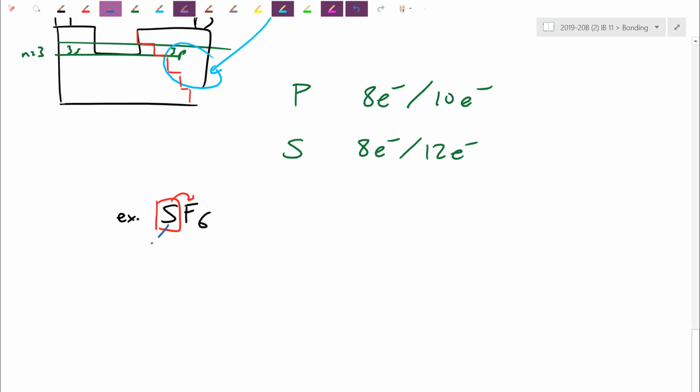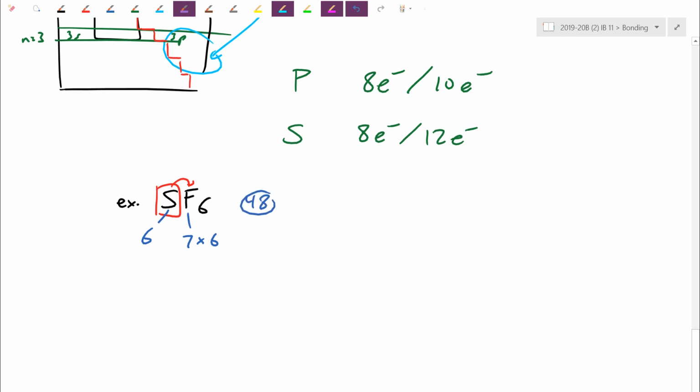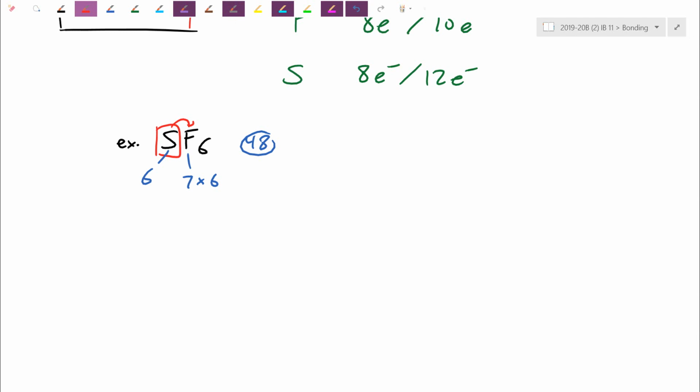Sulfur is group 16, so 6 valence electrons. Fluorine is 7 times 6. 7 times 4 plus 6 is 48 electrons. For molecules, I generally will only have 1 central atom. The least electronegative would be sulfur. Fluorine has really high electronegativity.